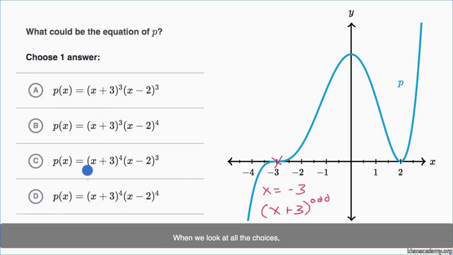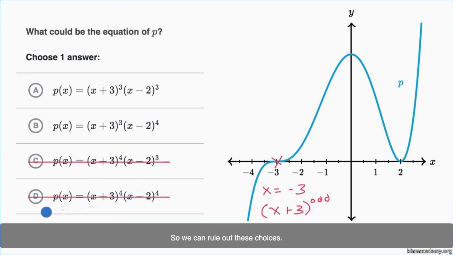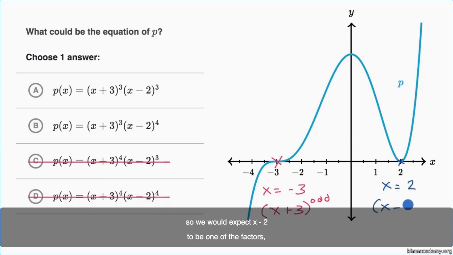When we look at all the choices, C and D have an even exponent. So if we had x plus 3 to the 4th, then you wouldn't have a sign change here. You would just touch the x-axis and then go back to where it was coming from. So we can rule out these choices. And now let's look at the second root right over here at x is equal to 2. So we would expect x minus 2 to be one of the factors, or a multiple of this.